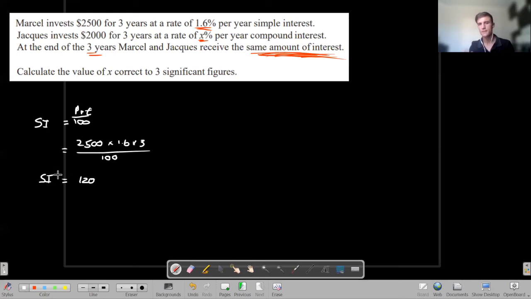Now, for Jacques, this is again a situation where we don't have this amount of interest. We don't know what that amount of interest is, so we can't really put that equal to anything.